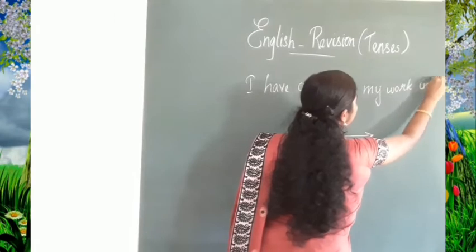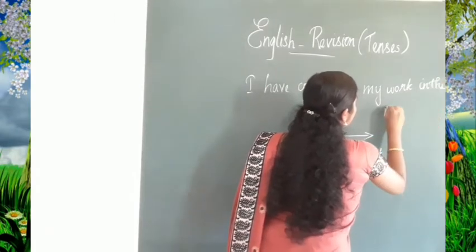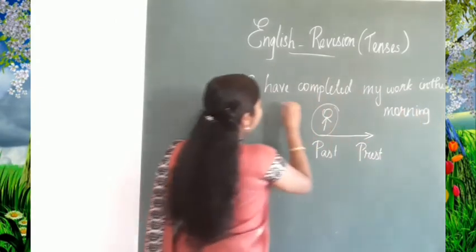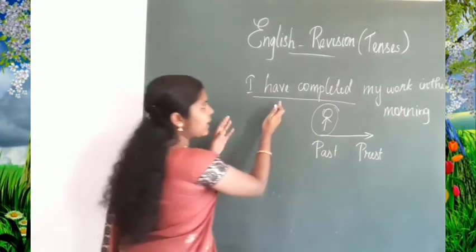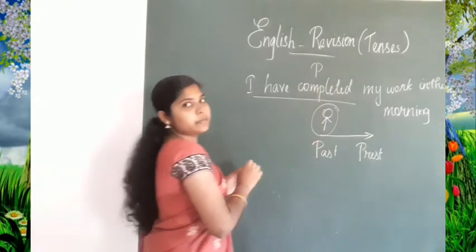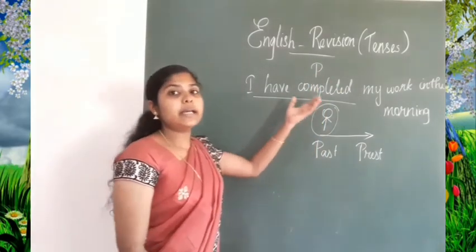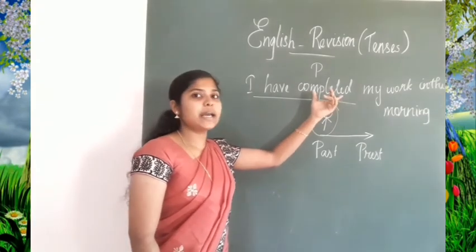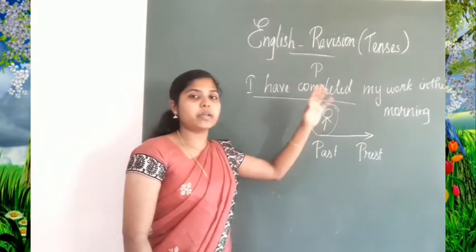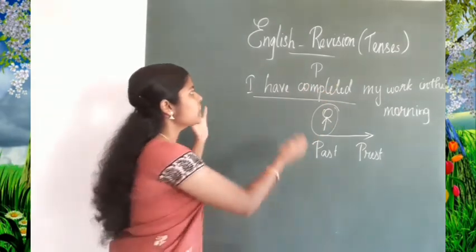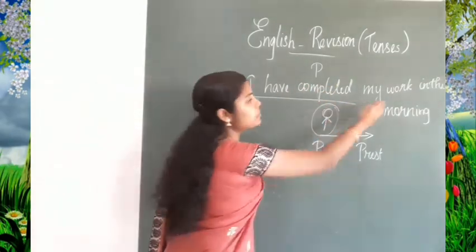I have completed my work in the morning. Here I have completed. Here, have plus the verb is in the past participle form. The verb should be in the past participle. What is the past participle? A verb indicating a past action or completed action. That is the past participle. So here, I have completed my work.